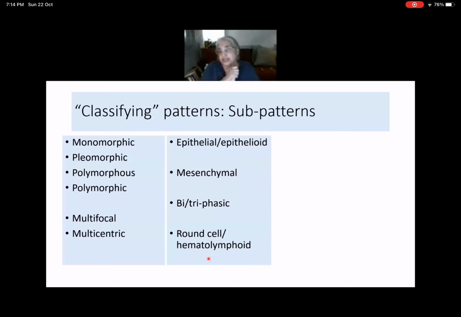And certainly if you're doing tumor pathology, but it is not necessarily only tumor pathology, these are the 4 patterns that you should describe in your head. Is this epithelial or epithelioid? Is it mesenchymal? Is it multiphasic, bi or triphasic? Is it round cell or hematolymphoid? Okay, these are the patterns that you should become familiar with.